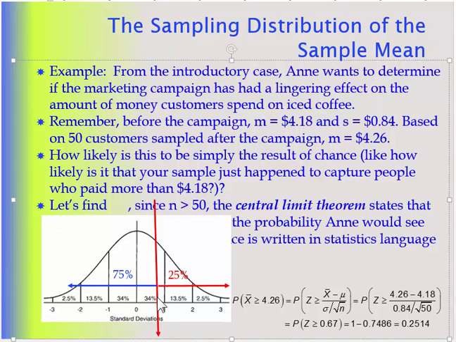So we're interested in knowing the percentage chance that people are going to spend $4.26 or greater. Well, that's going to be 25%, and $4.26 or less, so that's from here all the way back, it's 75%.